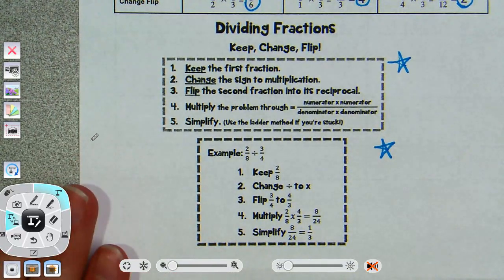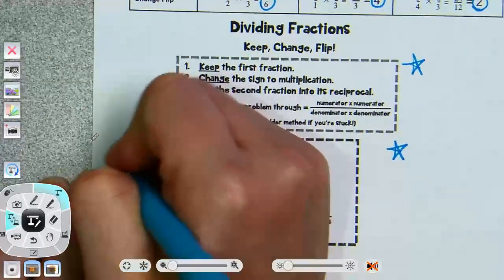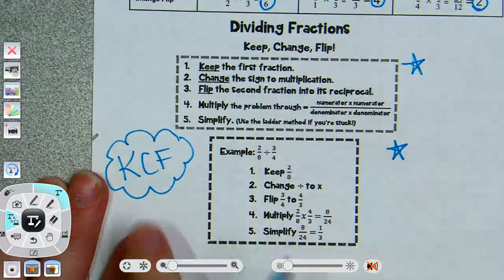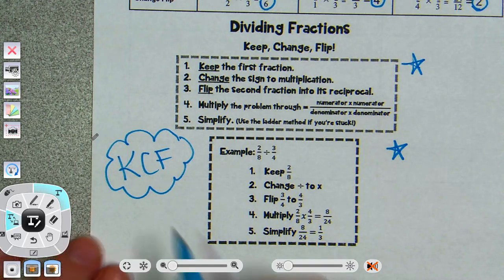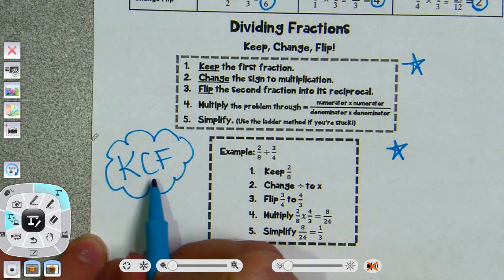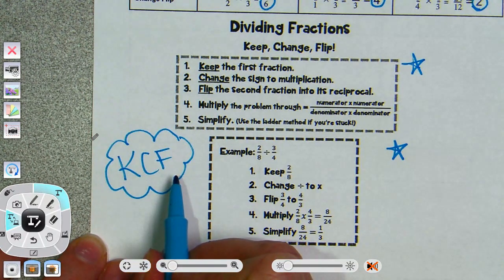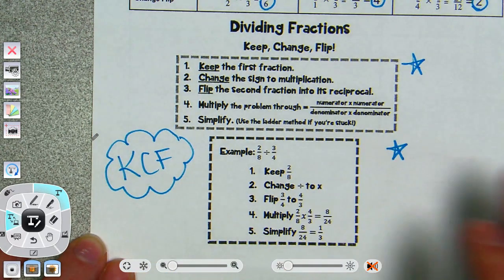using keep, change, flip. And I'm going to put my little reminder off to the side. And that little reminder is KCF. It's kind of like KFC, Kentucky Fried Chicken, but we mix them up a little bit to be KCF. And what I do is I think of this in my mind, and it reminds me of the first fraction being kept or stayed the same. It reminds me to change the division to multiplying and to flip or invert or flip upside down that next fraction. Okay, so these are just some steps to help you.